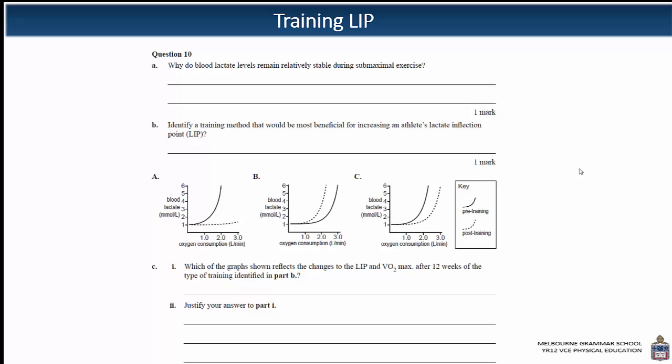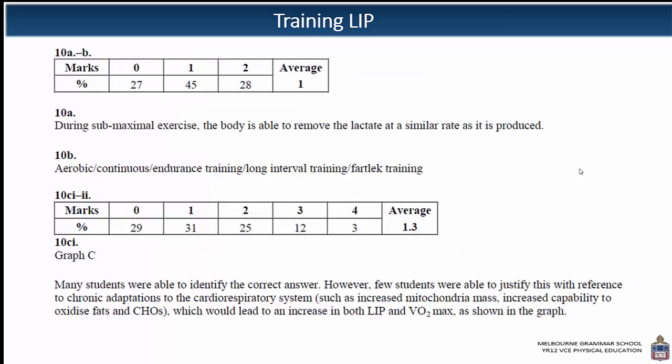When you're looking at C, which of the graphs shown reflects the change to LIP and VO2 max after 12 weeks of the type of training identified in Part B? 12 weeks is an ideal training program time, and that's an important point that they've put in there. So hopefully you said C, the dotted line, pre-training. Just like the graph that we looked at before, you've got a right shift there, and the body's going to have an increased ability to remove lactate due to the aerobic training there. Let's have a look at the justification that they put in there.